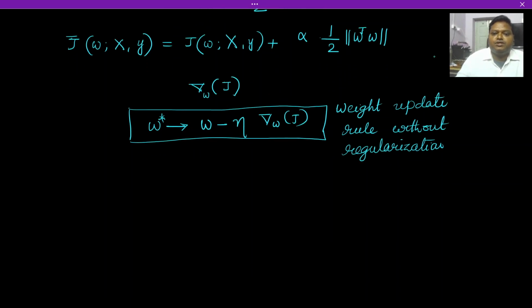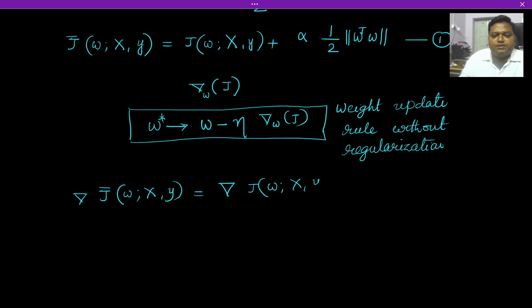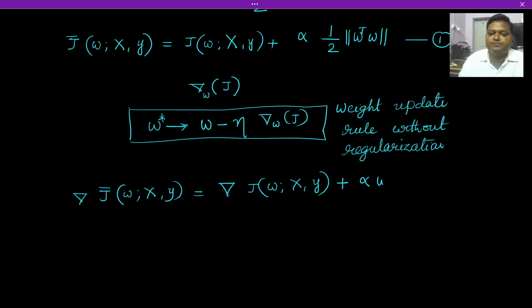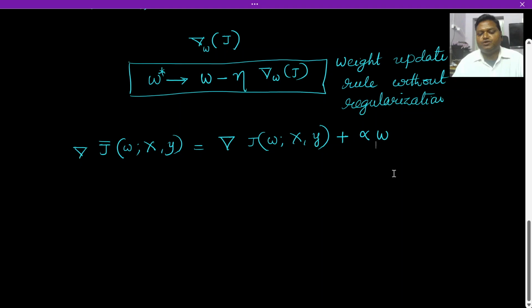Now, let us call this equation 1. From equation 1, let us calculate the gradient. What is gradient? Partial derivative with respect to the weights. So, this is the existing gradient plus the derivative of this term. Alpha is constant, w square derivative is 2w, the 2 gets cancelled, so we get alpha w.